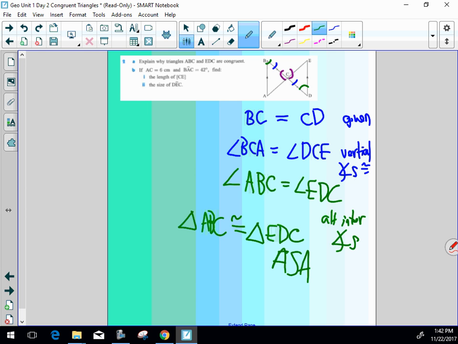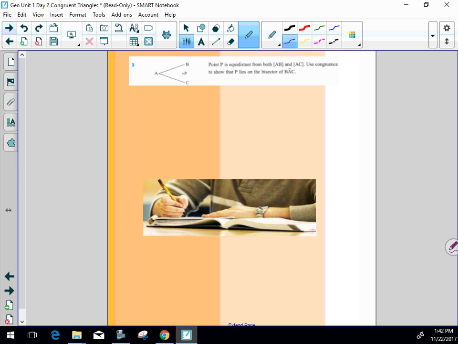And then it says if AC, this one's great. AC is 6. What's CE going to be? Ooh, that's tough. If BAC is 42, then what's this one up here going to be, DEC? Yeah, this is further math. I can't believe that.